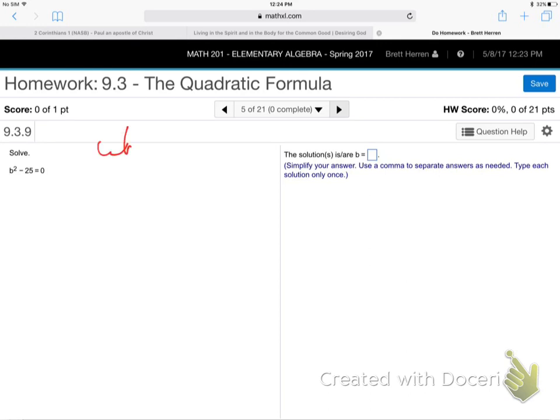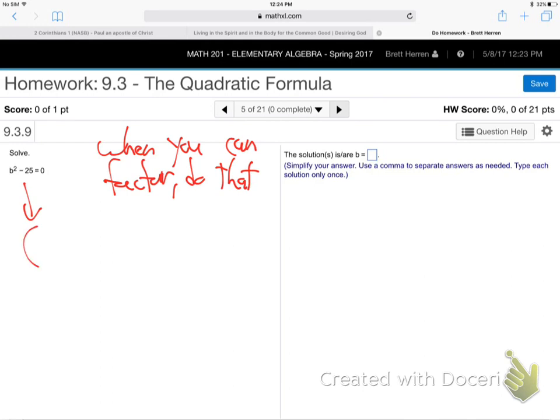So, when you can factor, do that. So look at b squared minus 25. Don't say it out loud. Give everybody a chance to remember. Remember, there's a way to factor that with the 2 parentheses. Remember b squared minus 25?